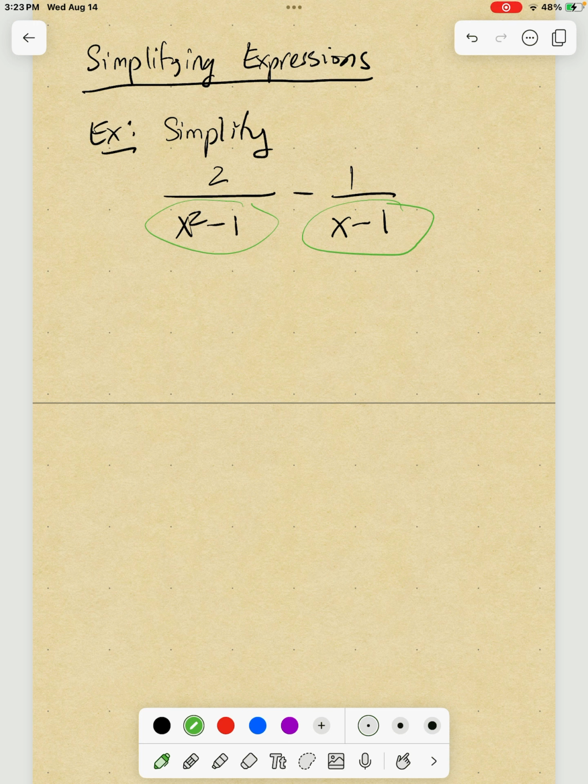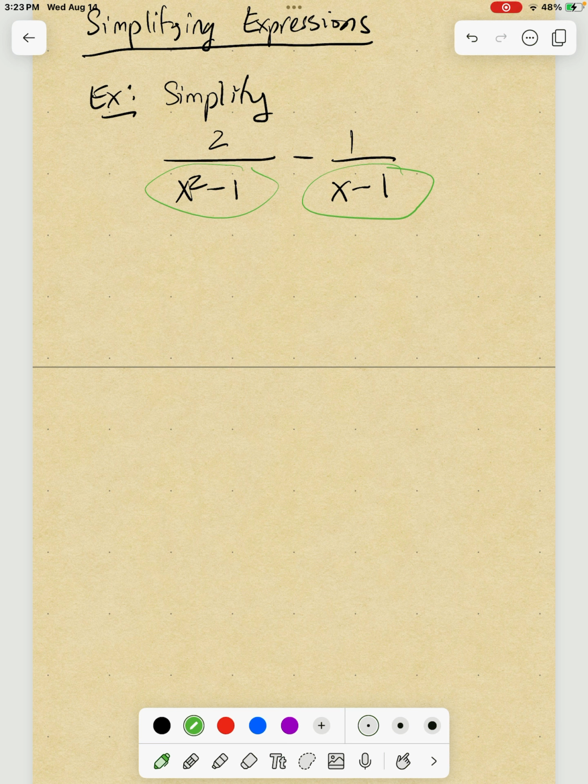And so naturally, one thing you would look at is, can I multiply one of the denominators to get the other denominator? Now, if you can't, then one thing you can do is multiply the denominators by certain things to make the denominators match up. But in this case, I can multiply x minus 1 by what? x plus 1. Again, I have a difference of squares.